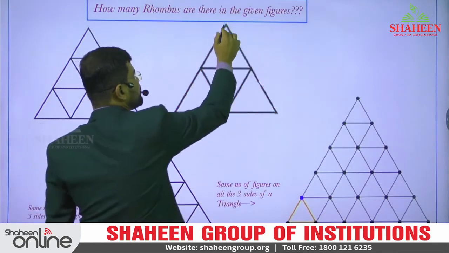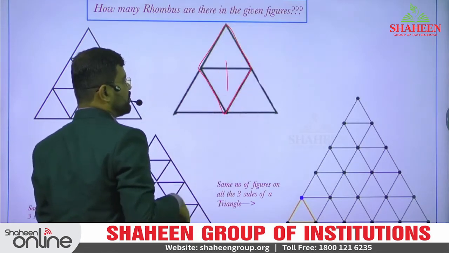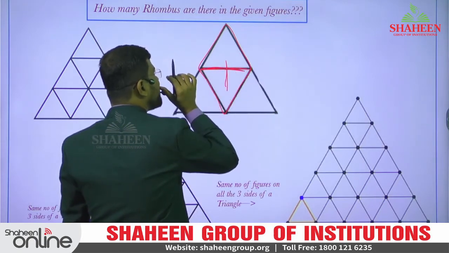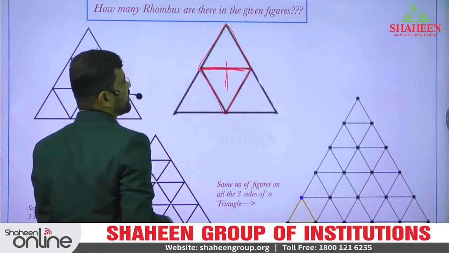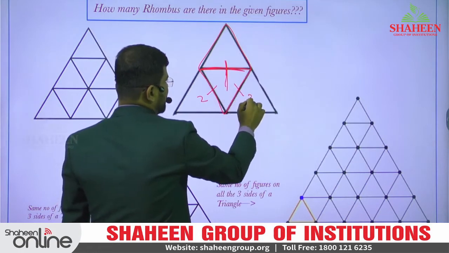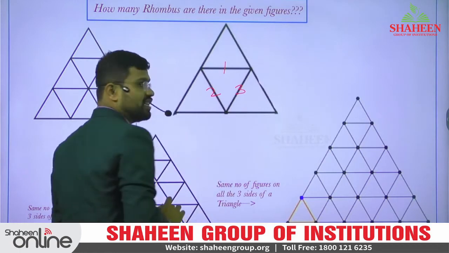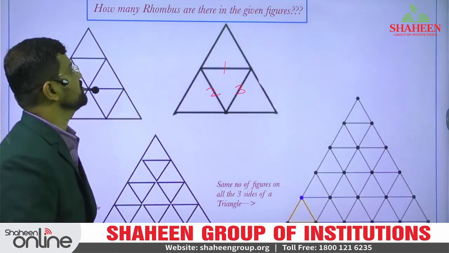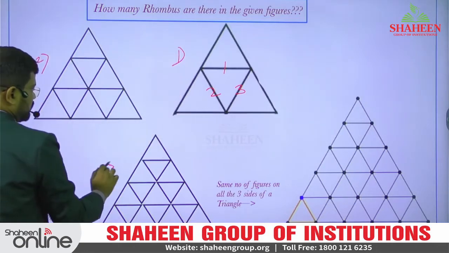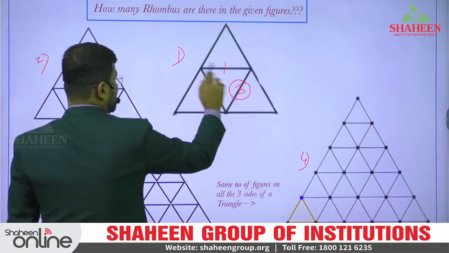When I see here, between these there is the formation of 2 triangles, one triangle and another inverted triangle, with one base line. So shall I say one line for one rhombus, another line for another rhombus, another line for another rhombus? Yes, that is 1, 2, 3. Yes, I can say that. So how many rhombus are there? There are 3 rhombus in the given figure.